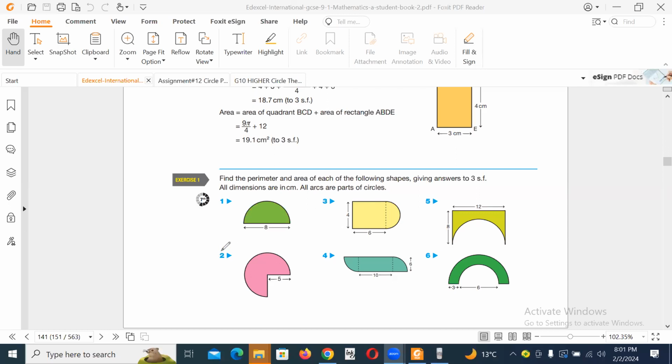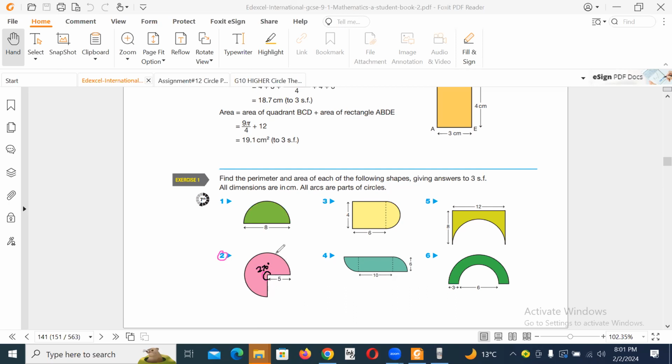So we try now question number 2, and we will utilize the concept of arc length as well for perimeter, because first thing, for arc length you must know what this angle is. So the outer angle is 90. So 360 minus 90, of course it is 270 degrees, this interior angle.